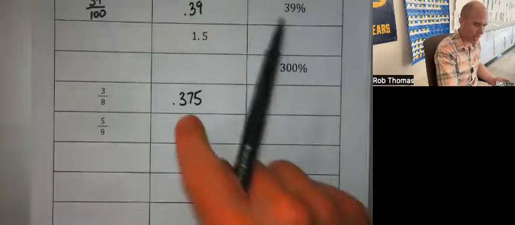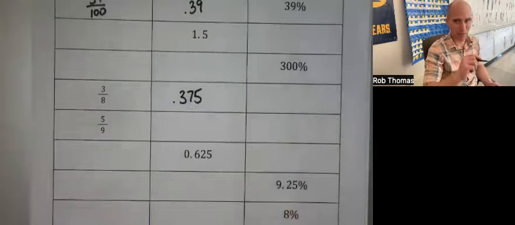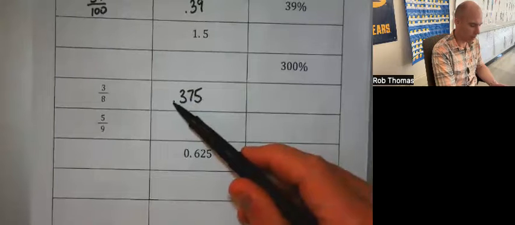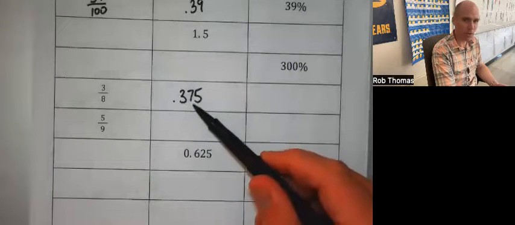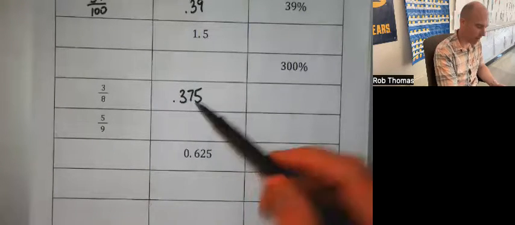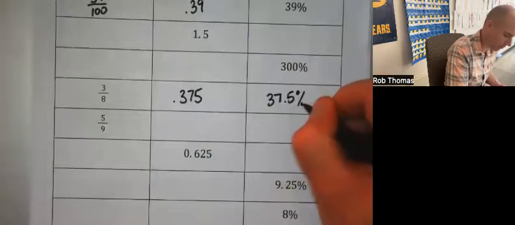Now, to go from decimal to percent, we're just going to move that decimal point over 2 spaces. So right now, it's in front of the 3. We go 1, 2. It's going to land between the 7 and the 5. So we've got 37.5%.